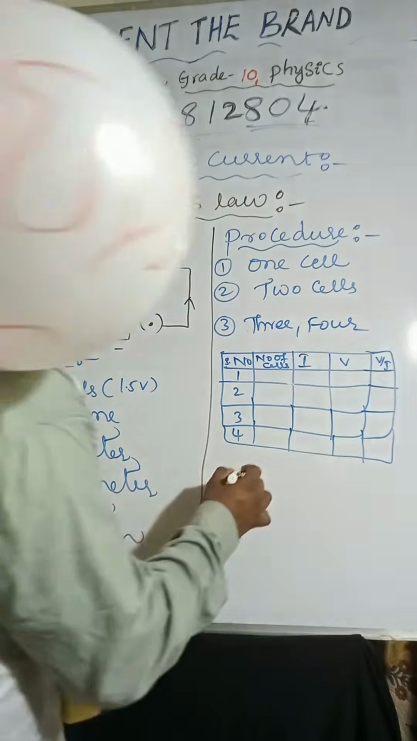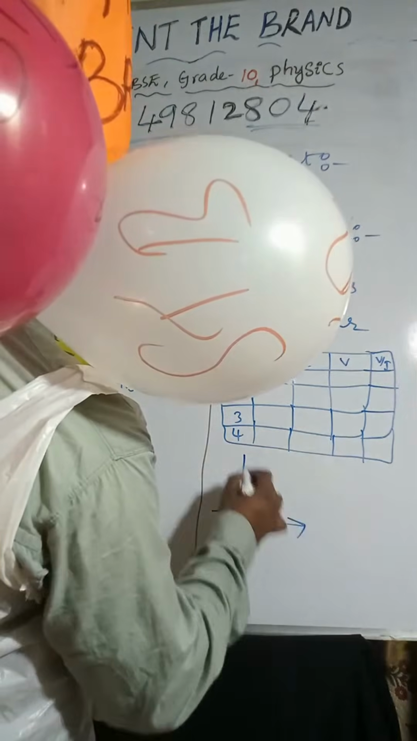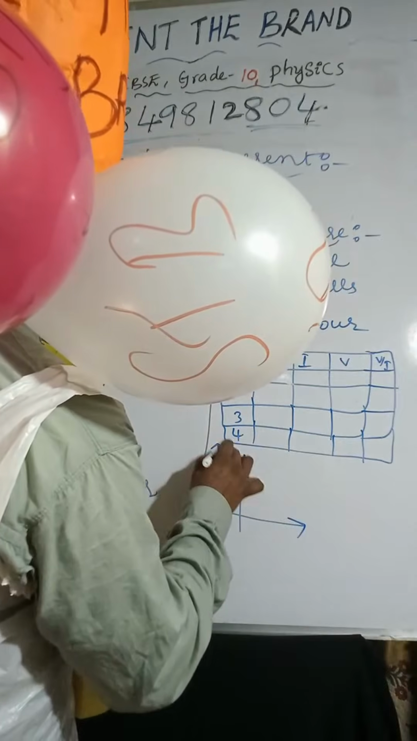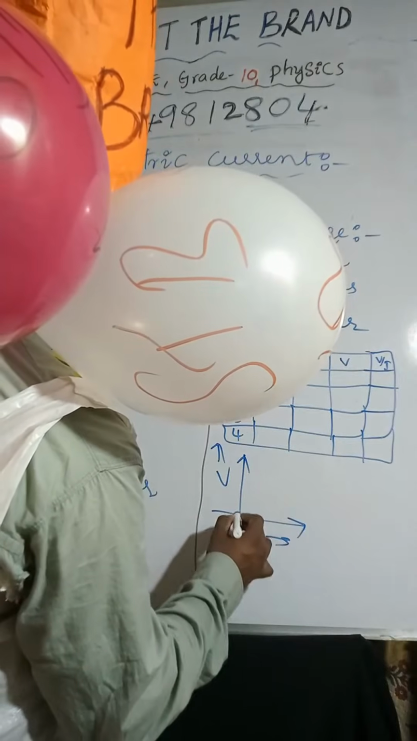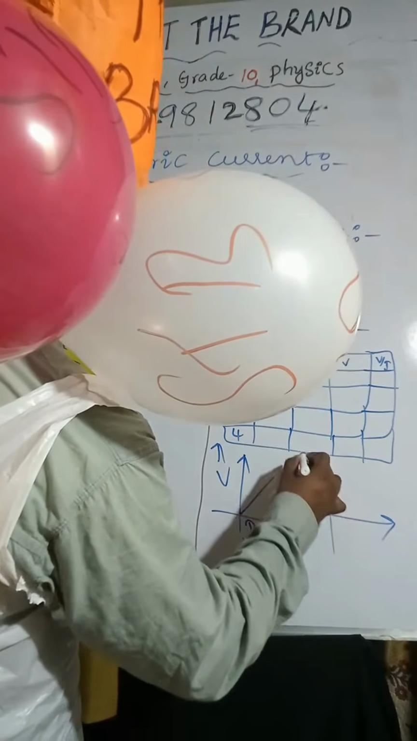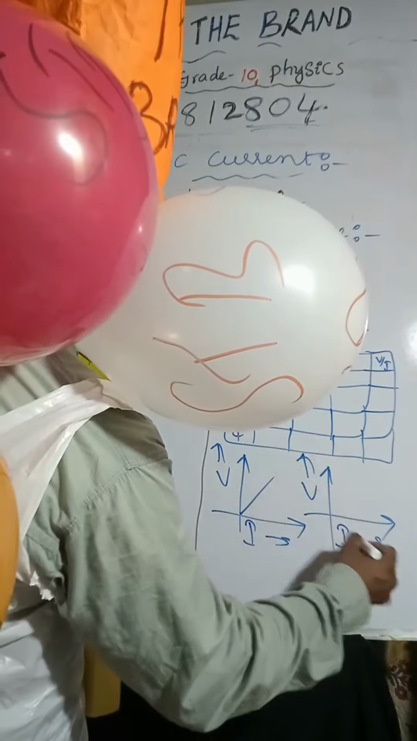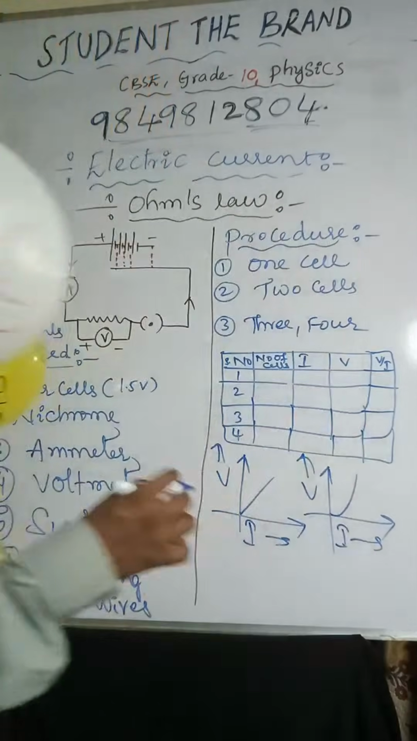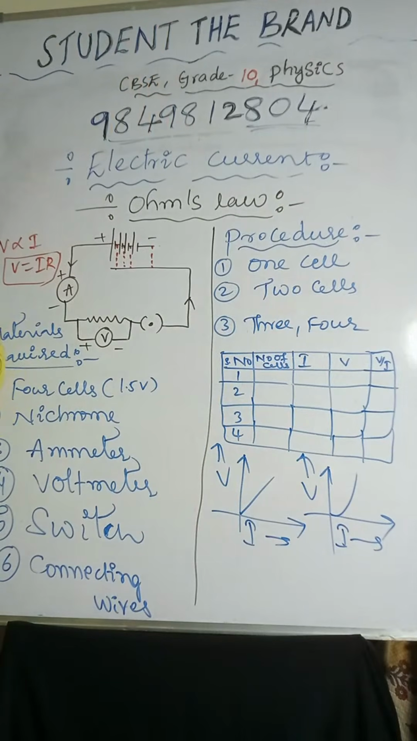Check once. If you draw the V-I graph, the graph is a straight line. The V-I graph is a straight line for ohmic conductors, and the V-I graph is not a straight line for non-ohmic conductors, that is, it is a curve. The graph is a curve for non-ohmic conductors.